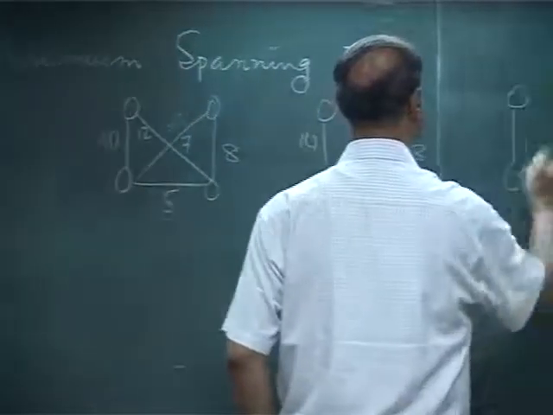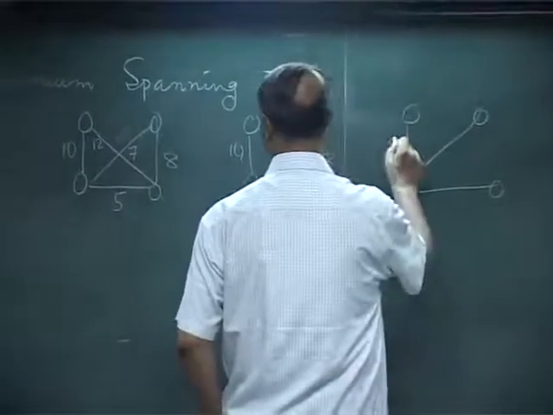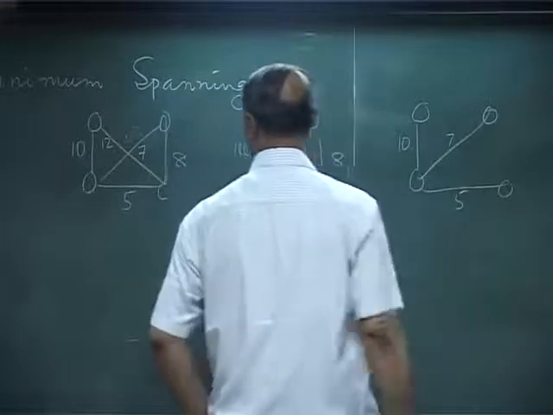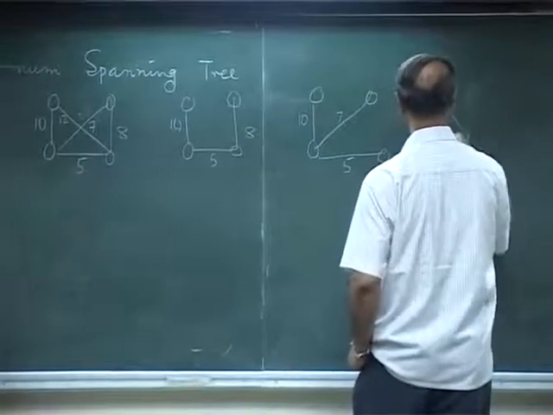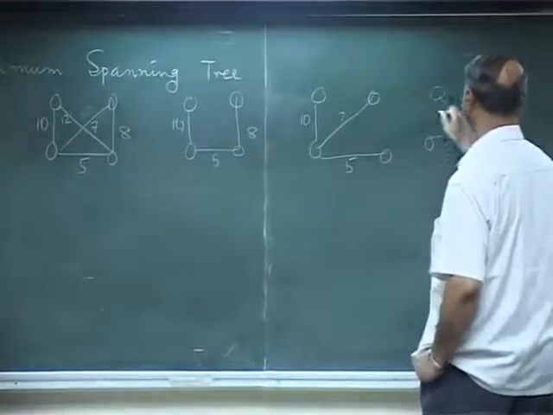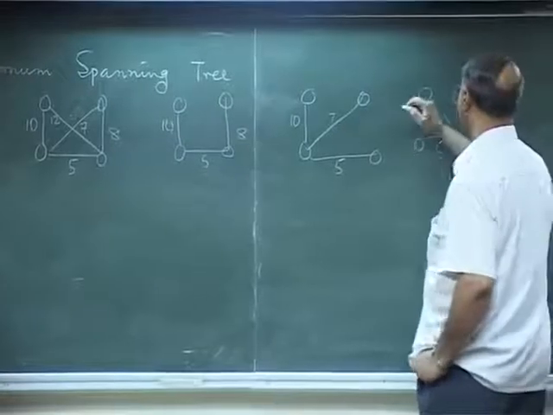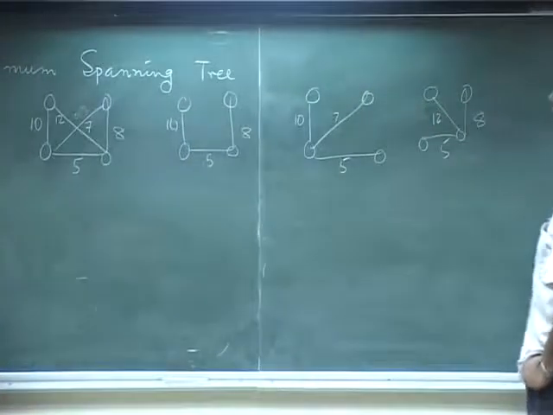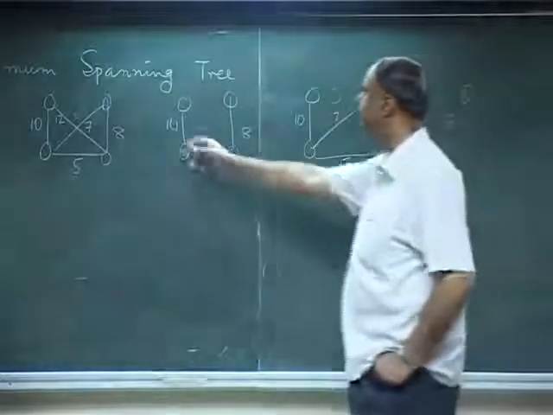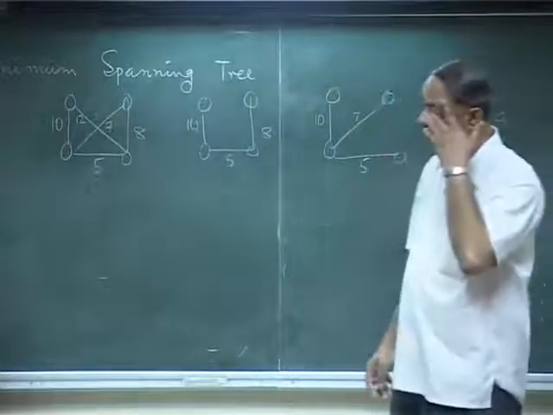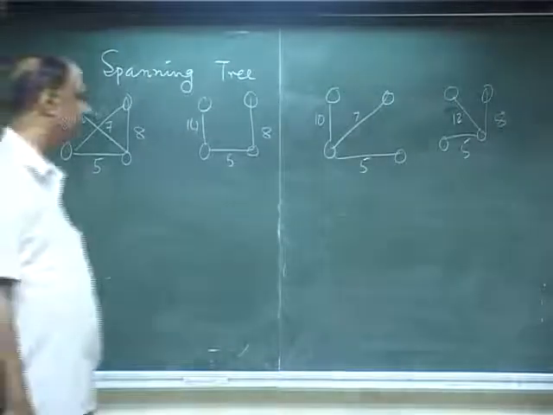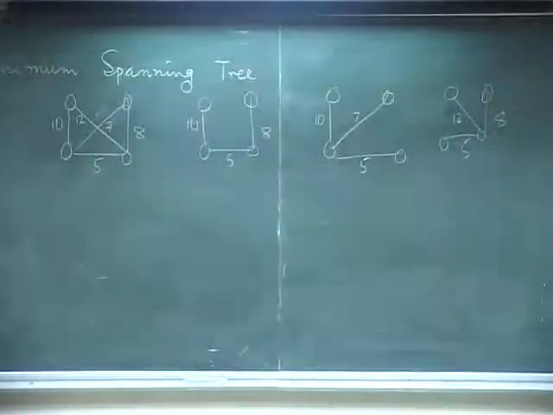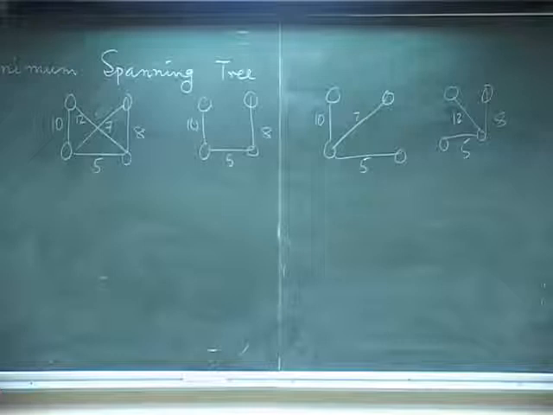Another spanning tree could be this one, whose weights are 10, 7, and 5. Another spanning tree could be this, it is 12. Okay. And the cost of the spanning tree is the sum of these weights. So the spanning tree having the minimum cost is known as the minimum spanning tree. Now, if you remember correctly, there are two well-known algorithms: one is Prim's algorithm, another is Kruskal's algorithm. So let us discuss Kruskal's algorithm.